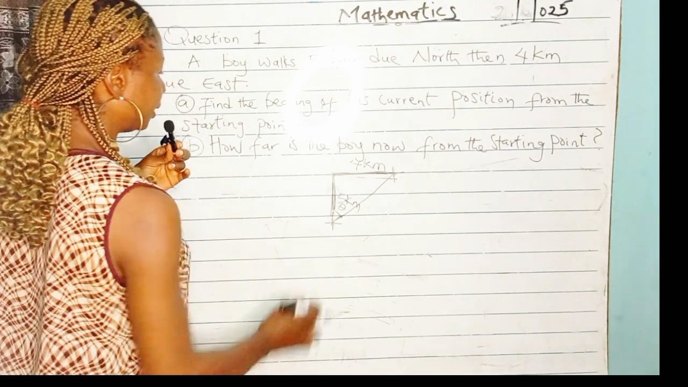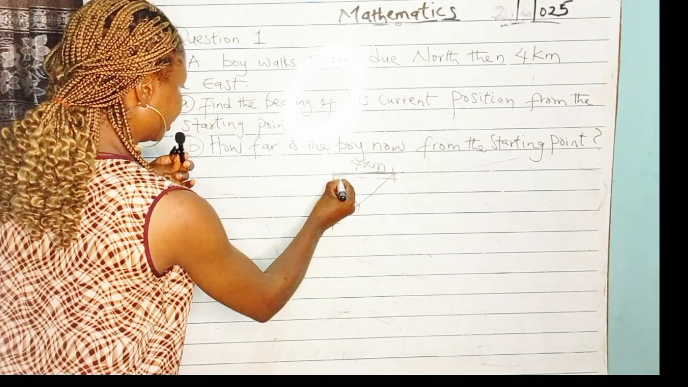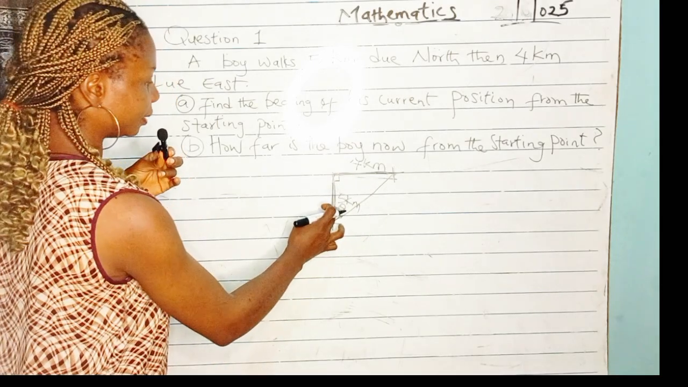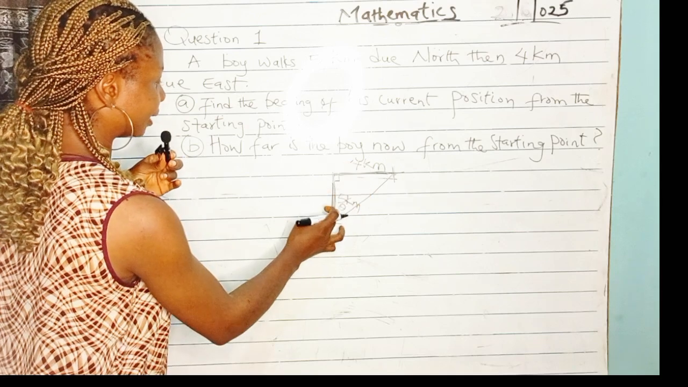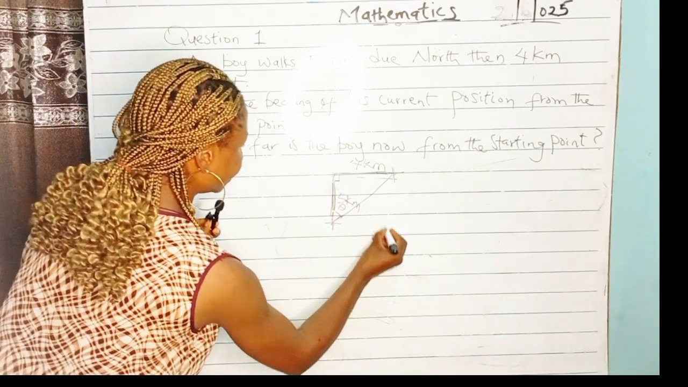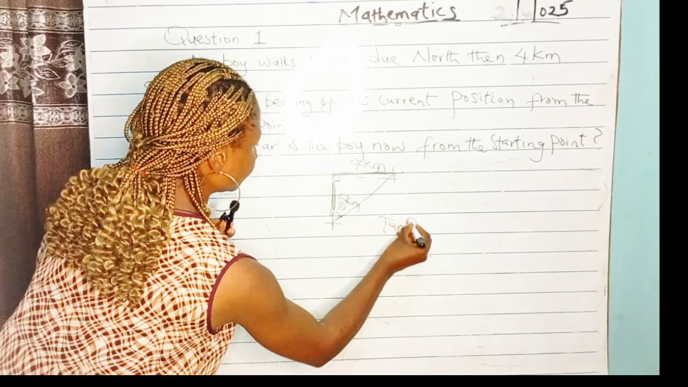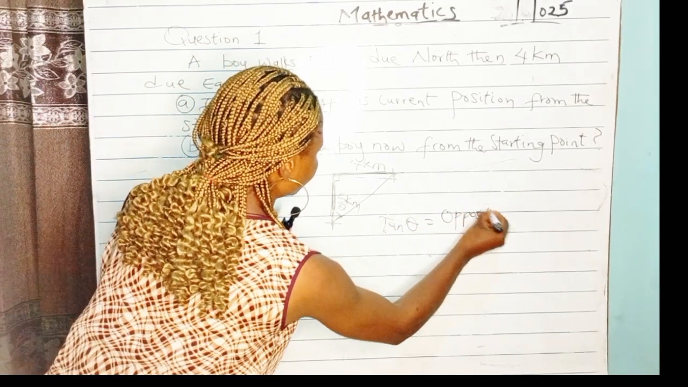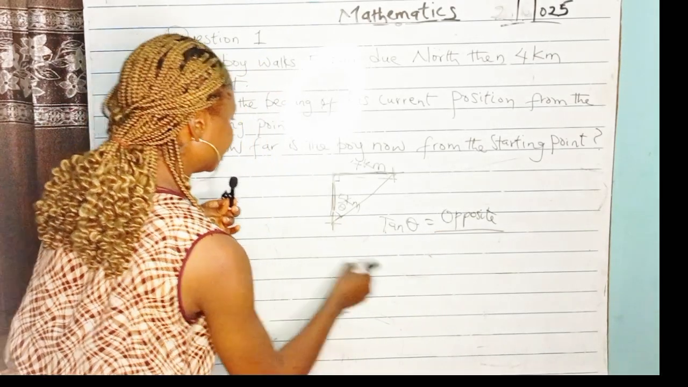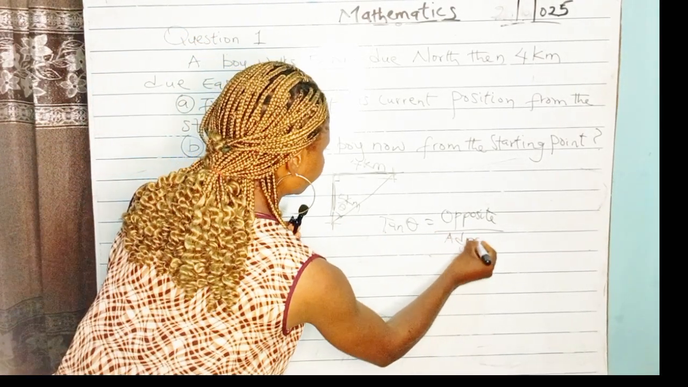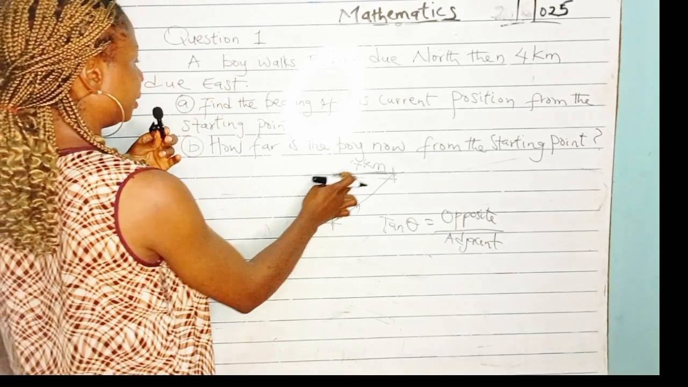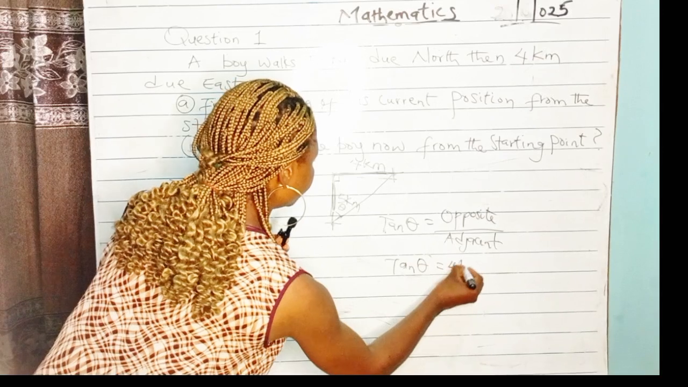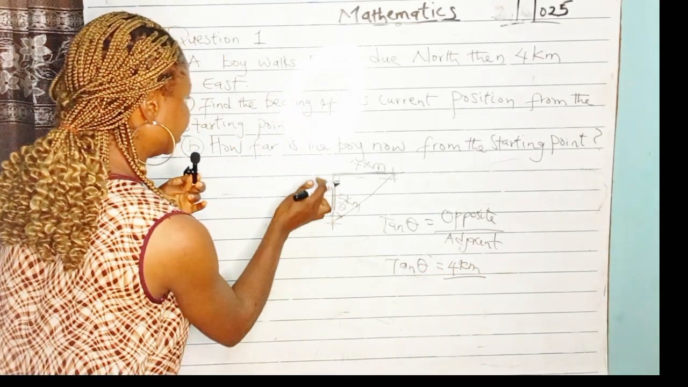So for us to find theta, also know that this is now a right angle triangle. The shape we form is a right angle triangle. For us to find theta, tan theta is equals to opposite over adjacent. This is the adjacent, and the opposite is 4 kilometers. Tan theta is equals to 4 kilometers over the adjacent here, which is 5 kilometers.